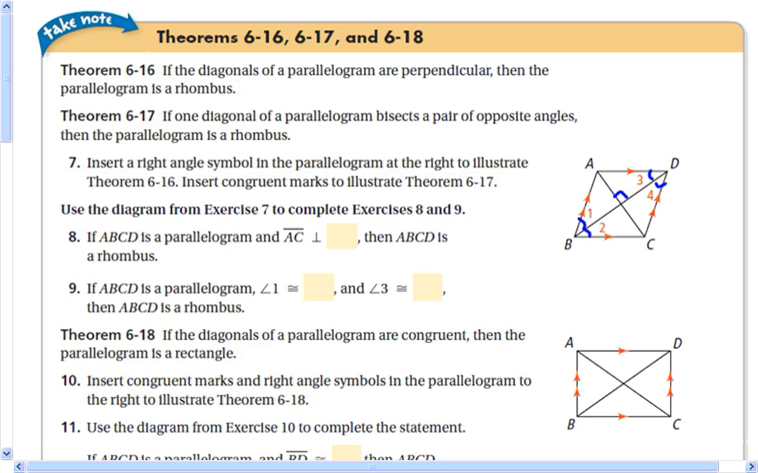So number 8, if ABCD is a parallelogram and AC is perpendicular to BD, then it is a rhombus. If ABCD is a parallelogram, then angle 1 is congruent to angle 2, and angle 3 is congruent to angle 4, then it is a rhombus.